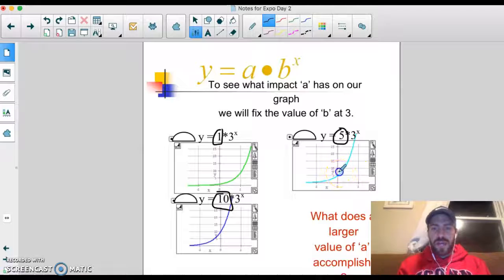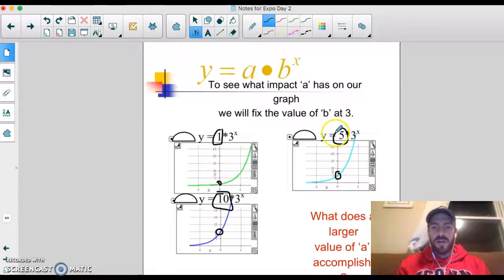So if you look on the y-axis, it's actually the same value as the initial. And why would that make sense? Well, if we plug in 0 for x, that's going to make this 1. So 10 times 1 is just 10. So remember the y-axis is when x is 0. So that's just going to be our initial value.